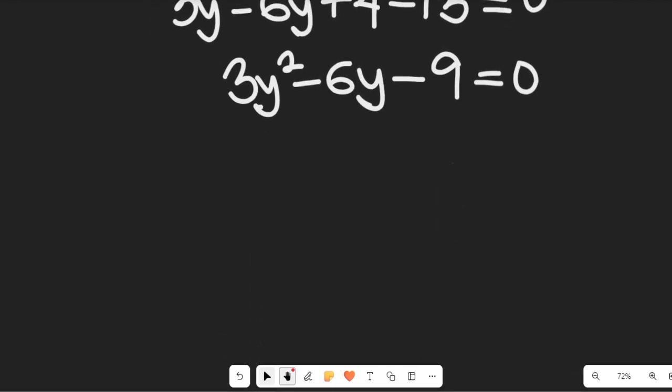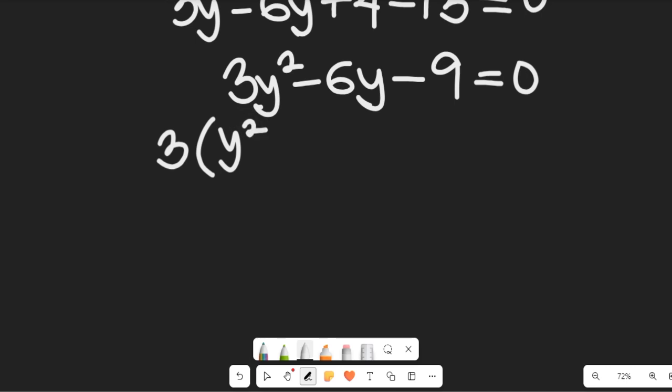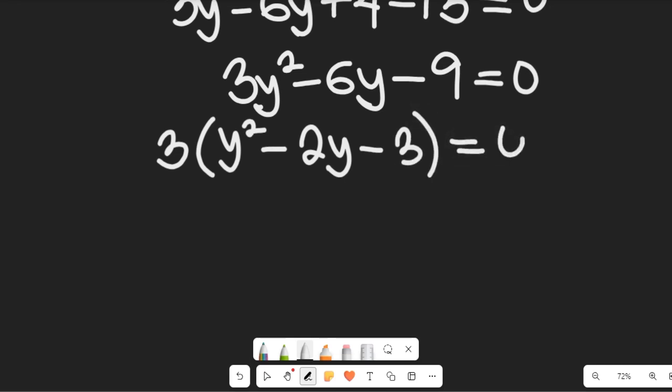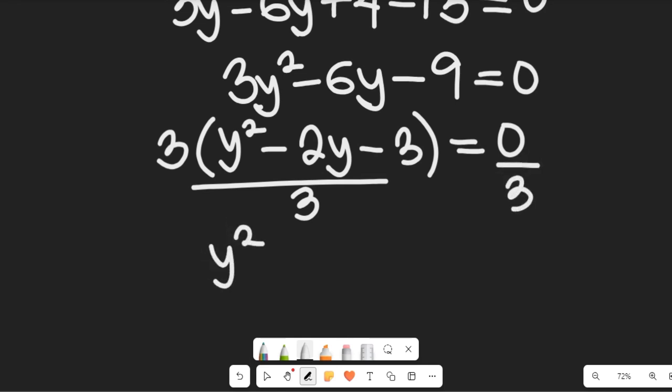Now let's simplify this. I'll simply want to bring out 3 as a common factor. If we bring out 3 as a common factor or divide all through by 3, this will give us y squared minus 2y minus 3, and this will be equal to 0. Divided by 3 and divided by 3, you find out that we'll be left with y squared minus 2y minus 3, and this will be equal to 0.